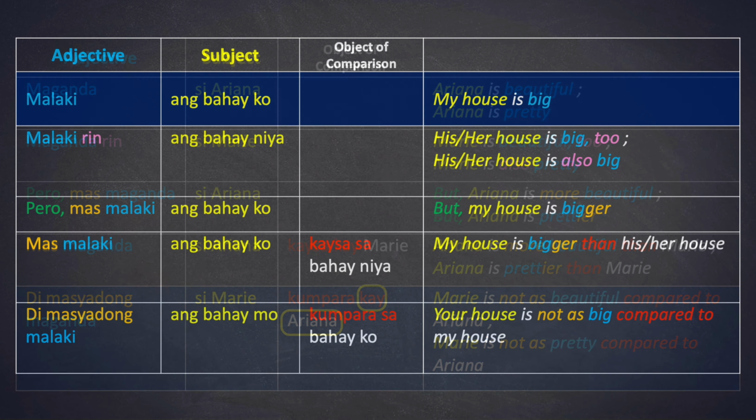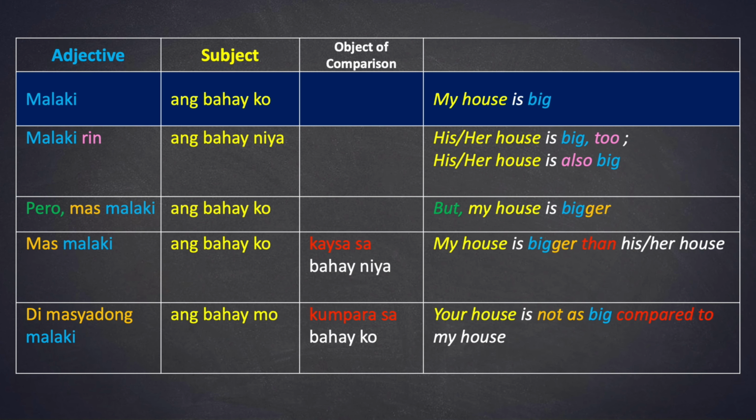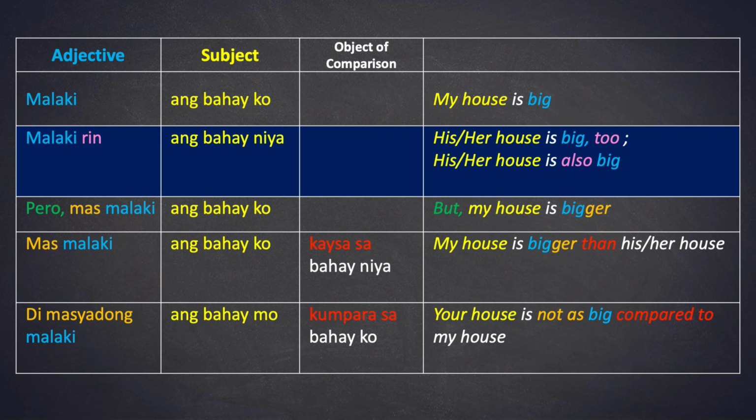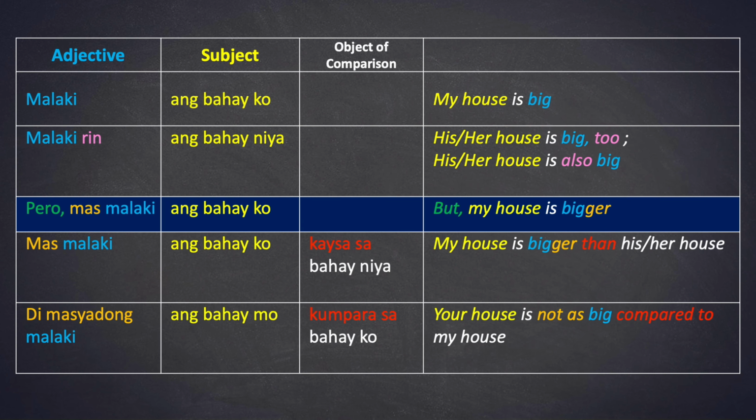Moving on. Malaki ang bahay ko. My house is big. Malaki rin ang bahay niya. His or her house is big too. Or, his or her house is also big. Malaki ends in a vowel, so we use rin. Moving on. Pero, mas malaki ang bahay ko. But my house is bigger.